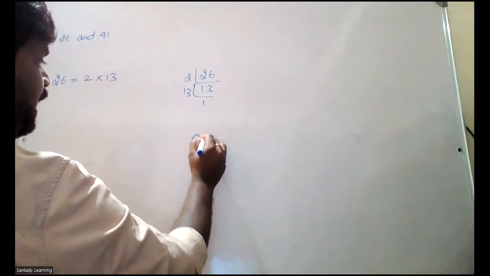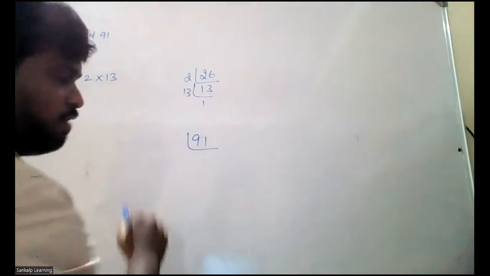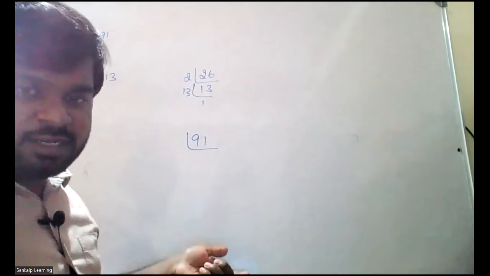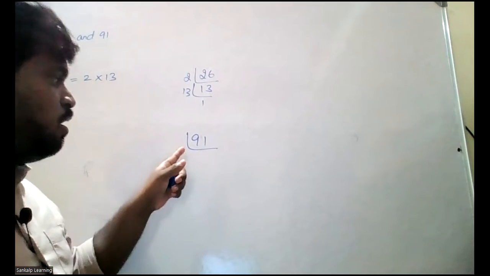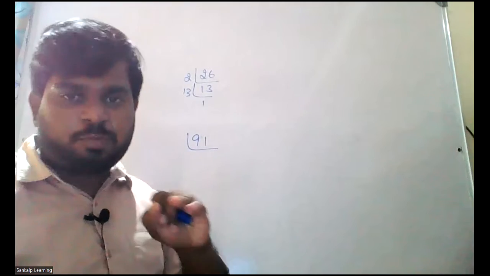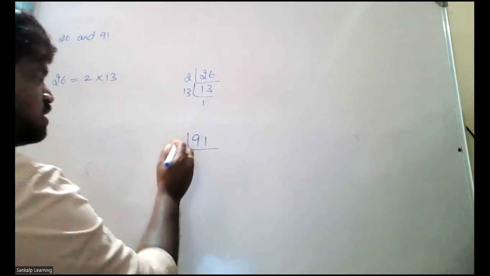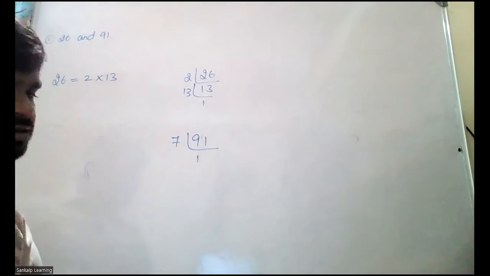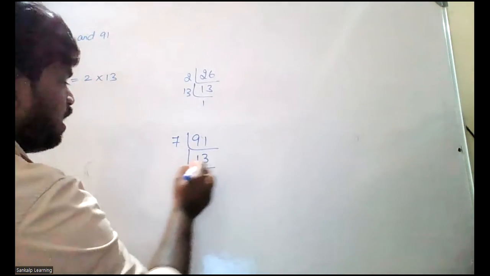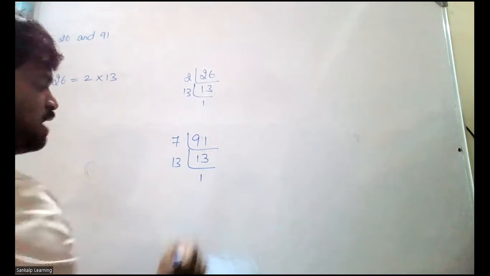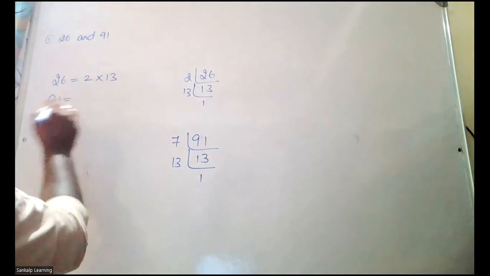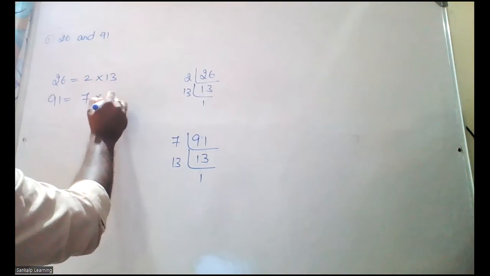Now similarly 91, this is not an even number because the last digit is odd, therefore you cannot divide by 2. By 5 it is not possible, by 3 also it is not possible, because 9 plus 1 is 10, and 10 is not divisible by 3. So 2 not possible, 3 not possible, 5 not possible. Let's check with 7. 7 1s are 7, 7 3s are 21. So the 13 itself is the prime number, so 13 1s are 13. So here 91 can be written as 7 into 13.